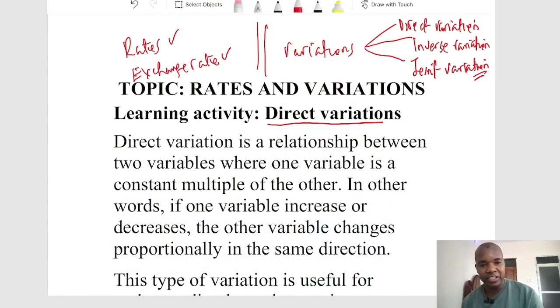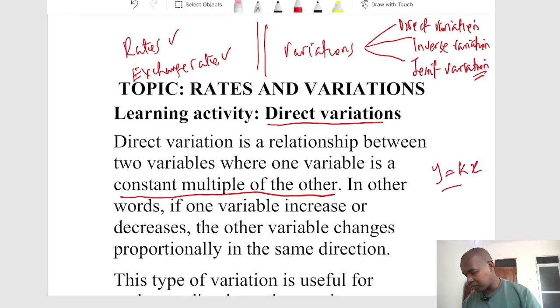So direct variation, tuelewe kwamba tukizungumzia variations, again we are talking of relationship between two or more quantities depending on types of variations. So with direct variations, I just want to highlight that direct variation is a relation between two variables where one variable is constantly multiple of the other. Actually, the mathematical meaning of this expression, constant multiple of the other, if I have two variables y and x which are directly proportional to each other, so one variable will be constant multiple of the other.